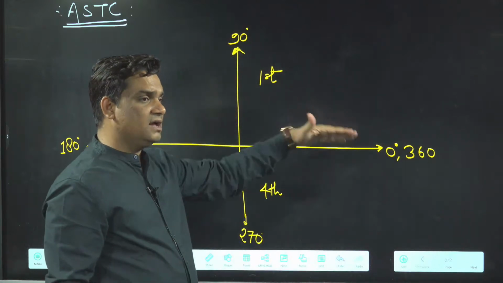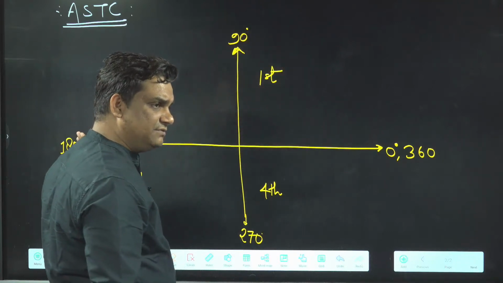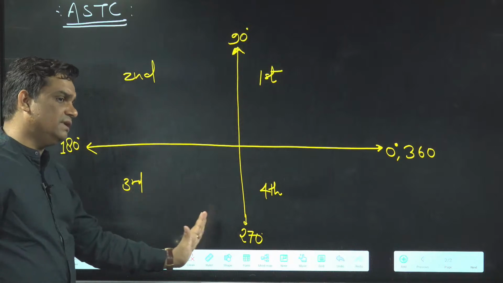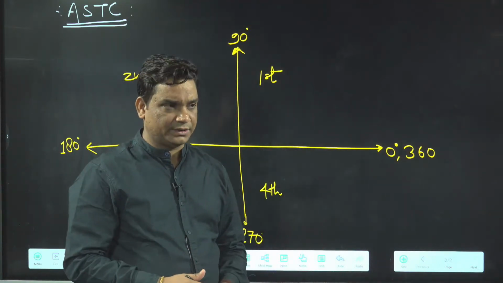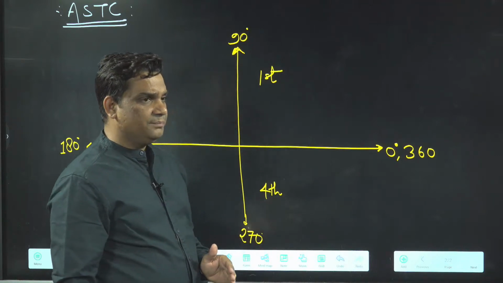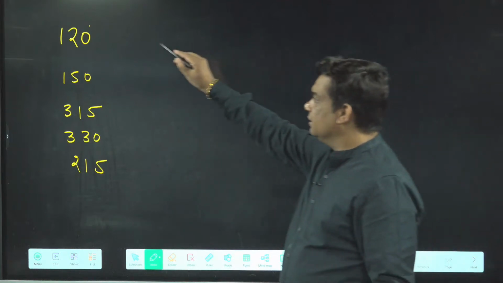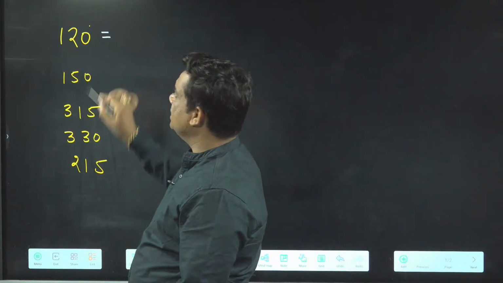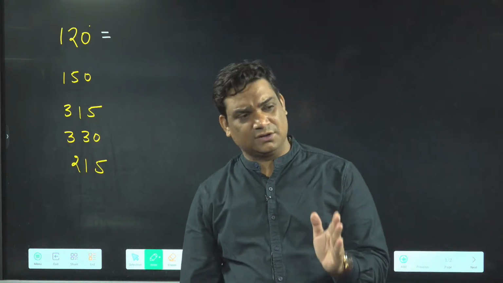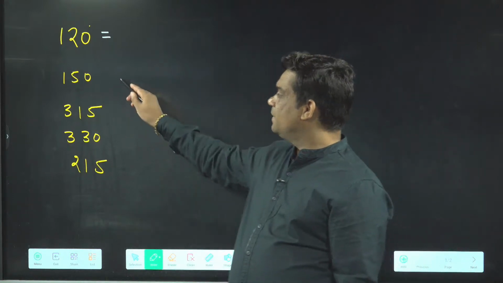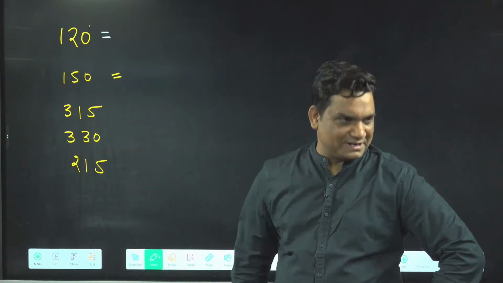If the angle is between 0 and 90, then we can say it is the first quadrant; 90 to 180 we can say second, 180 to 270 that is the third, and 270 to 360 is going to be your fourth quadrant. Now if I say this angle here, 120, what quadrant will you say? 120 is basically going to be in the second quadrant. This one, 150, is in the second quadrant.